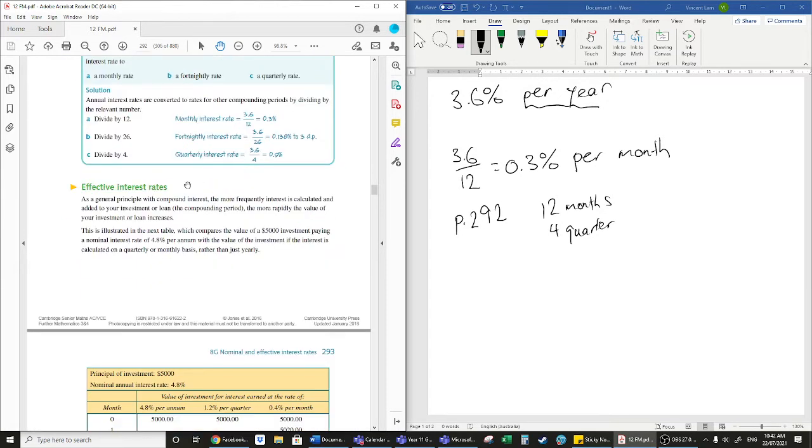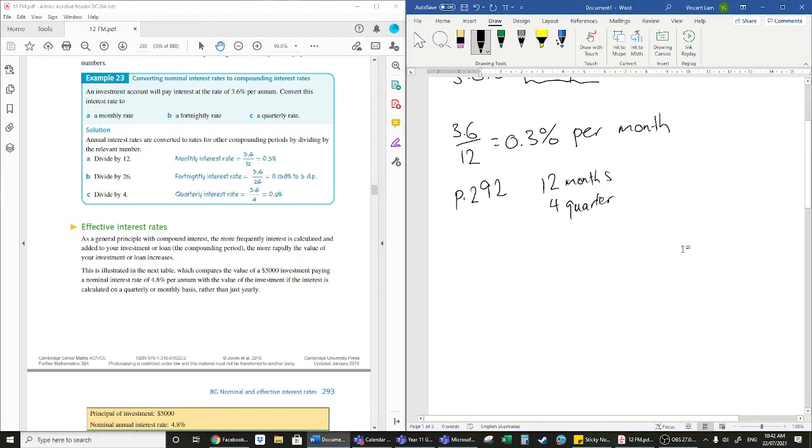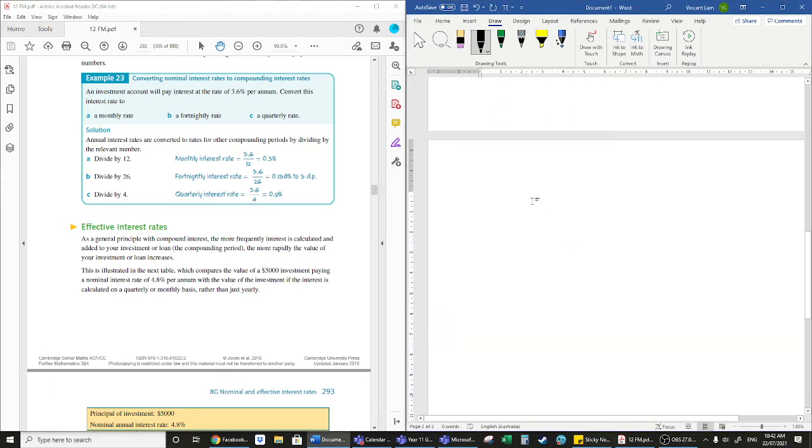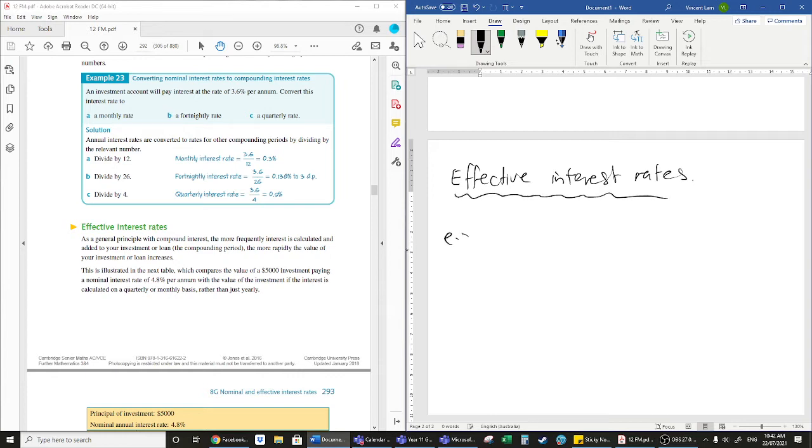Alright, the next thing is about effective interest rate. Now, the reason why we do effective interest rate is because we want to use it to compare interest rates. Now, to use something as an example, let's say for example you got 80% in English and you got 73% in maths. Looking at those two percentages, you could say that you did better in English because you got 80%.